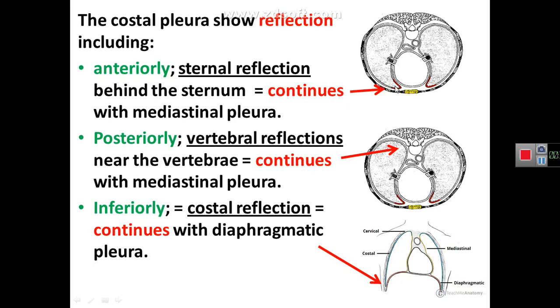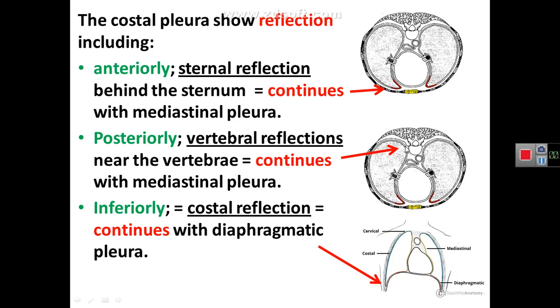The first of these reflections is the anterior reflection, which is called the sternal reflection because it lies behind the sternum. This reflection or angle is a reflection between the costal pleura and the mediastinal pleura. It is called the sternal or anterior reflection.